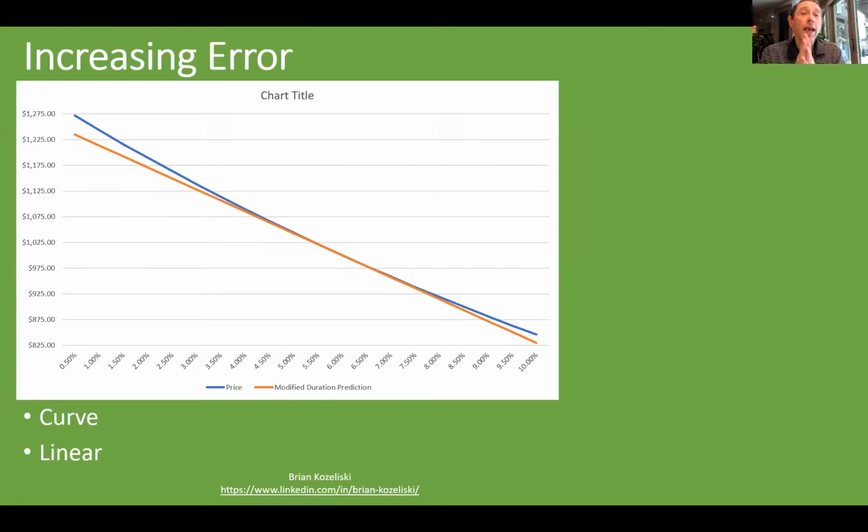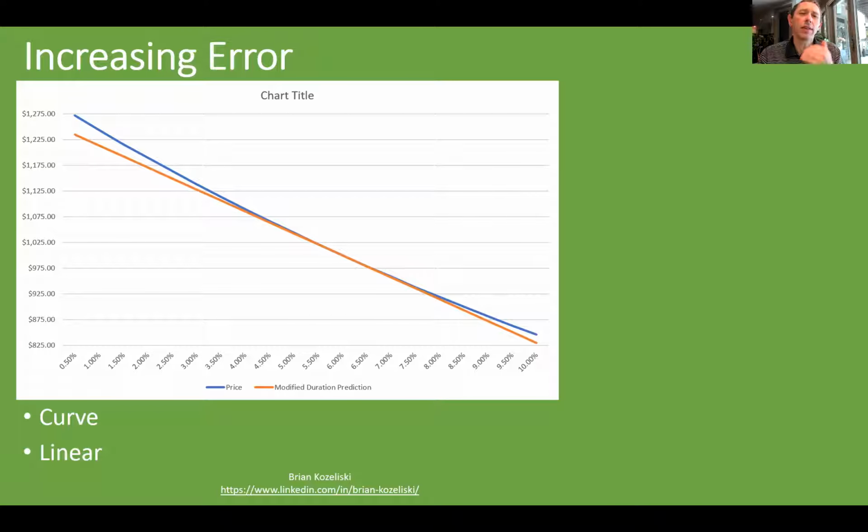Now, if we were to take this and chart the prediction based on modified duration for the price of a bond given different interest rates, we're going to get a chart like this. The curved blue line is the actual price of the bond as we see these parallel shifts in interest rate changes. The orange line predicts where the price is, but you can see that as we go further and further away, as the interest rate changes more and more, the prediction is worse and worse.